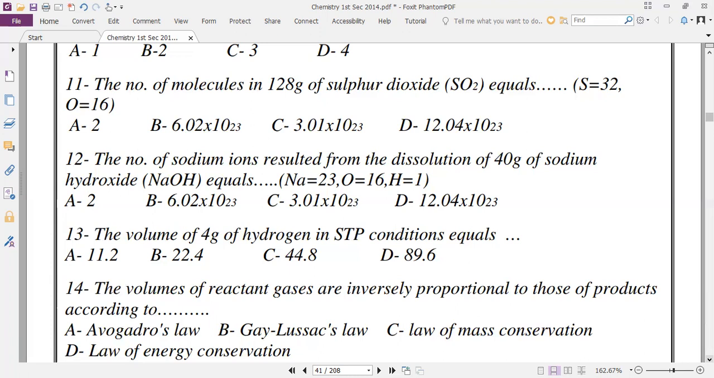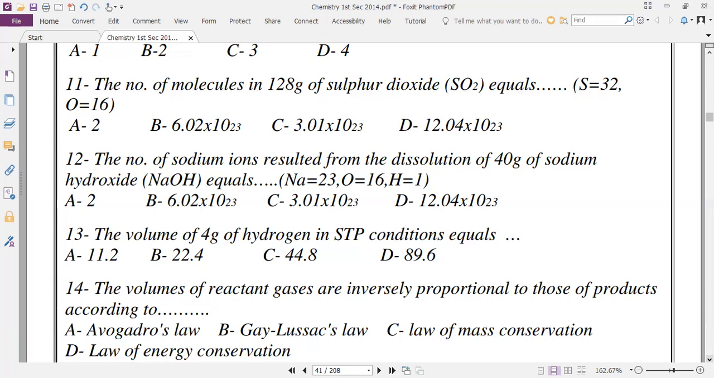Okay. Number of moles equals what? Number of moles equals mass of substance over molar mass. Mass of substance equals 128 divided by the molar mass of sulfur dioxide, which equals 32 plus 16 times 2. Yes. Equals what? The number of moles?